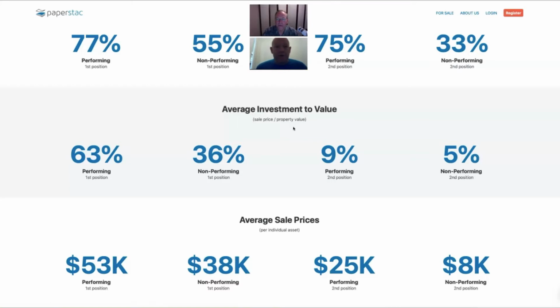Sometimes when you're in the battle, in the trenches, you can't see the forest for the trees, and when you can back it out to 10,000 feet and look at things, you're like, holy cow, maybe we should start looking at these seconds. I mean, 9% of value, that's pretty good. And when you start combining, there's also a second piece of that puzzle that you need to look at, which is the first position. Where are they in the equation?